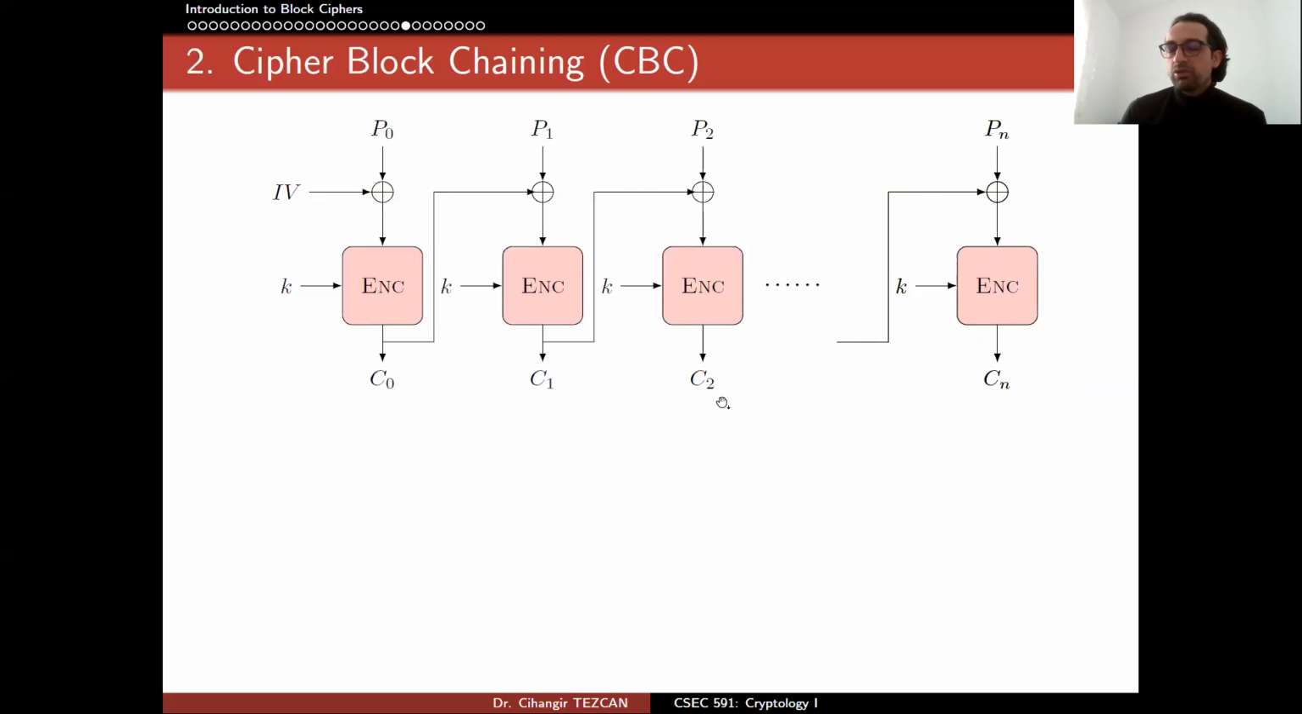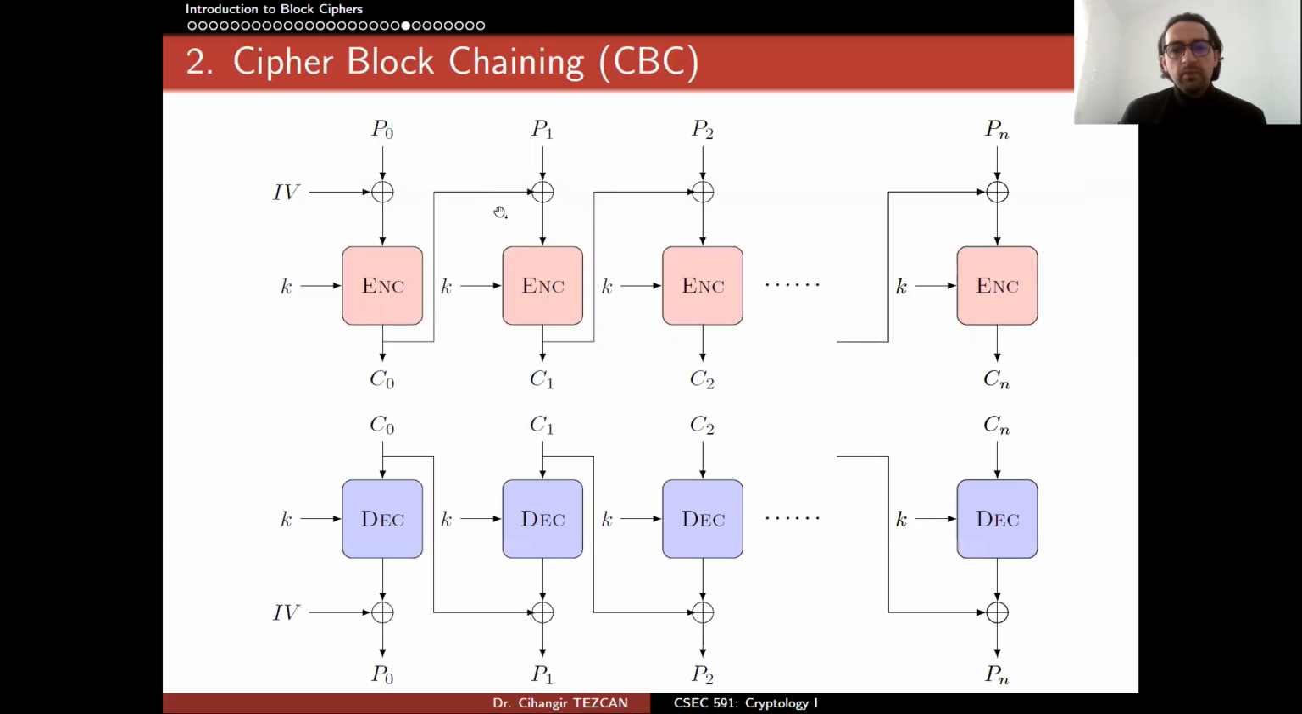So this mode overcomes the problem of ECB, where you have this redundancy problem. This is a mode that is used a lot in practice, and the decryption works like this. Now the picture is reversed, but the problem is that the algorithm is not parallelizable, because if you want to encrypt P2, then you need to know the previous ciphertext block.